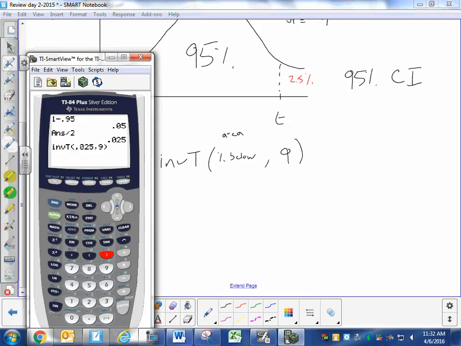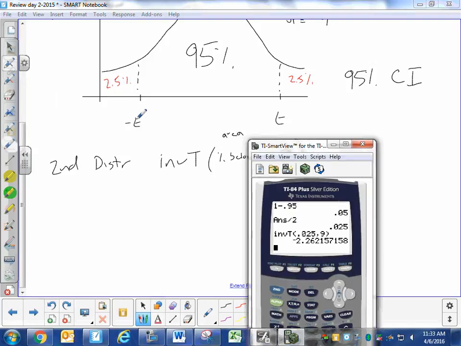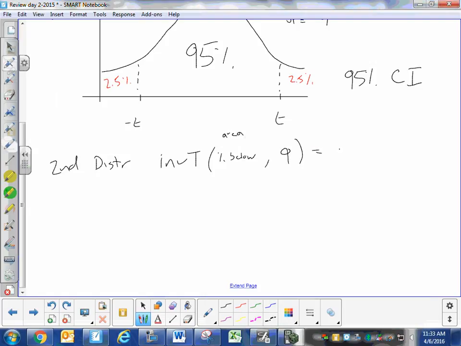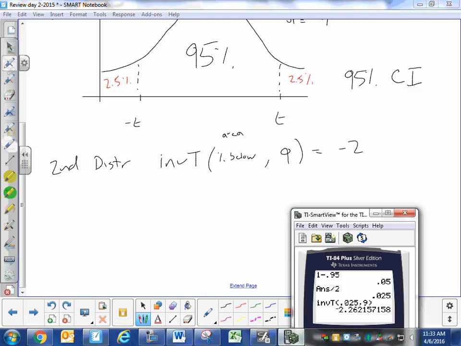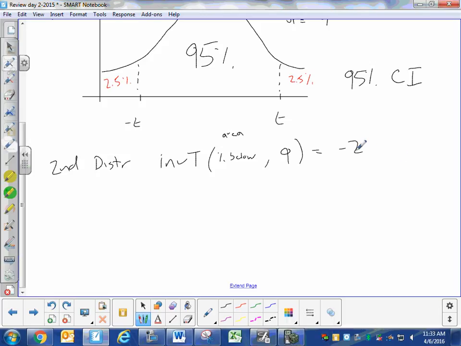9 for the degrees of freedom and 0.025 for your area. Press enter and you get your t-value. Now notice this is a negative value. That's okay. It's the negative t-value that we would have. It'd be between there and there. So that's how you find your t-value, negative 2.2621.